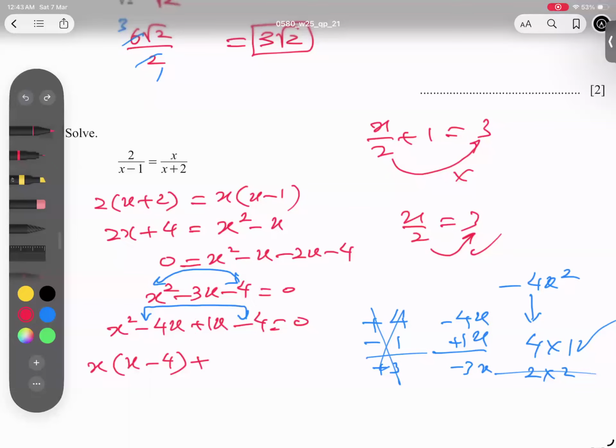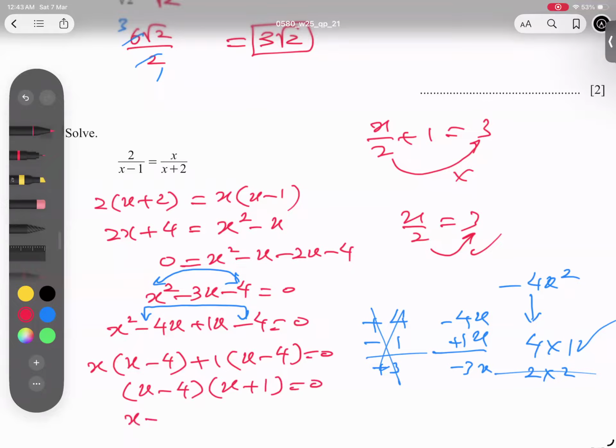What is common from here? Nothing, which means 1. So no change. So x, if 1 is common, there is no change. X minus 4 is common, so this is gone, this is gone. What is left? X and plus 1 are left. So I hope it is clear.